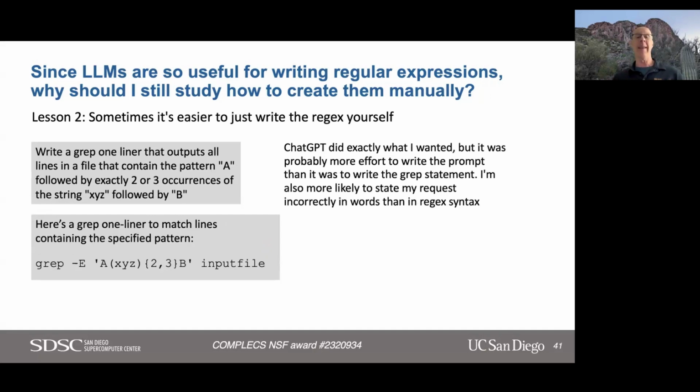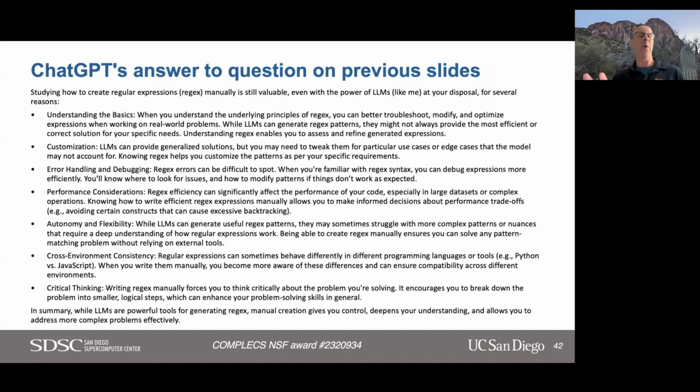Second of all, sometimes it's just easier to write the regex yourself. So I said, write a grep one-liner that outputs all lines in a file that contain the pattern A, followed by exactly 2 or 3 occurrences of the string XYZ, followed by B. Here, ChatGPT did exactly what I wanted it to do, but if you know how to use regexes, I think it would be easier just to write that out, just like you write math equations rather than spelling them out using English.